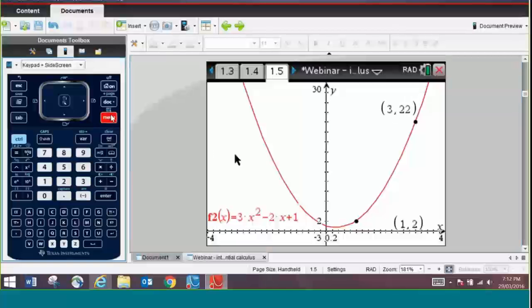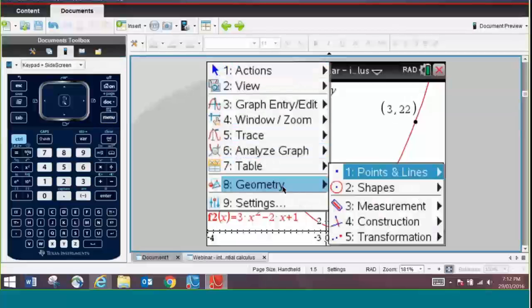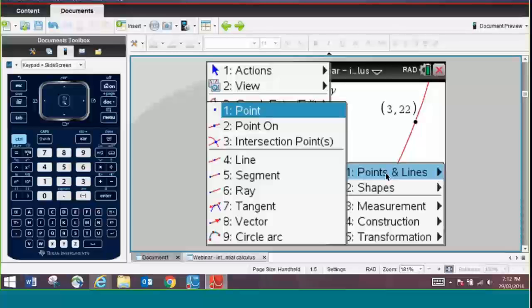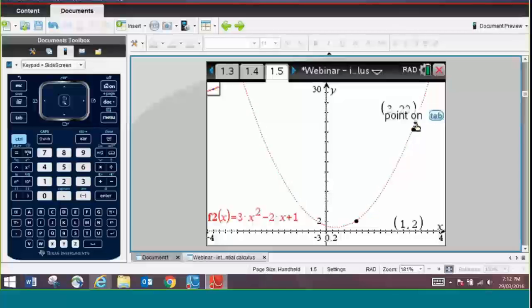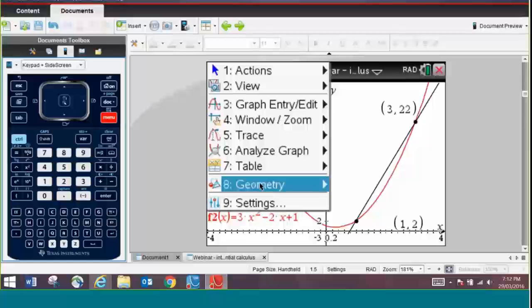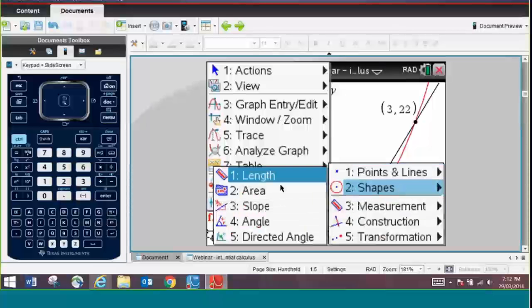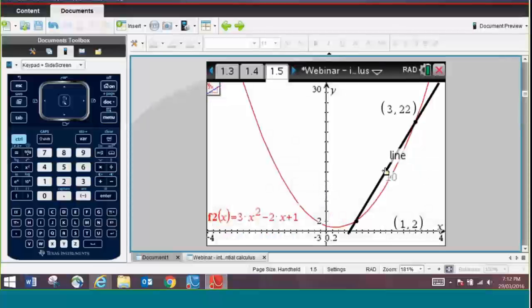Okay, going back to the geometry menu, I'm now going to do a point and line, and I'm going to do a line, and I'm going to go through those 2 points. So if you just click carefully, it creates the line. Press escape again, and this time I'm going to measure the slope of that line, and you can see there that the slope is 10.